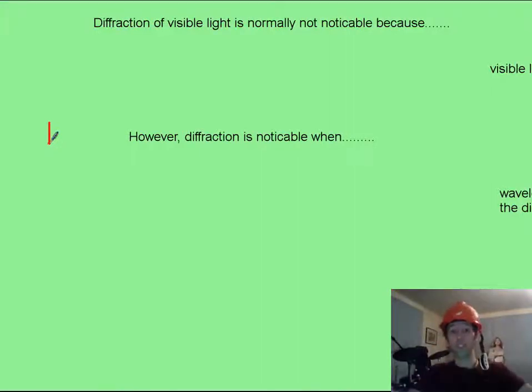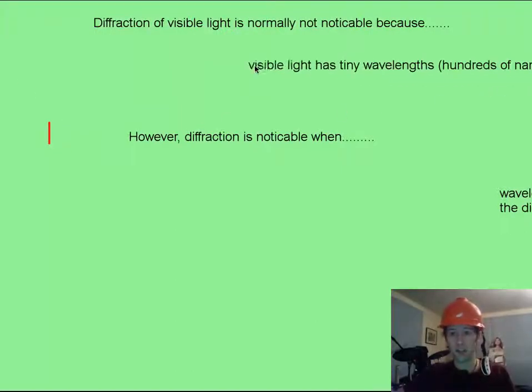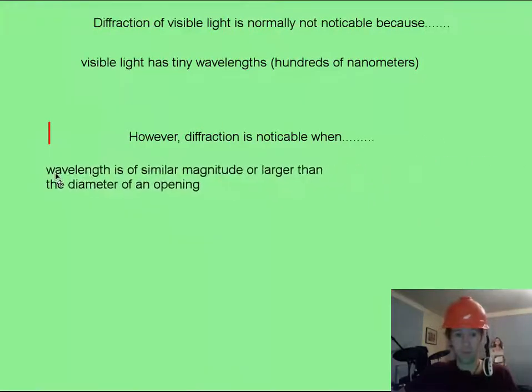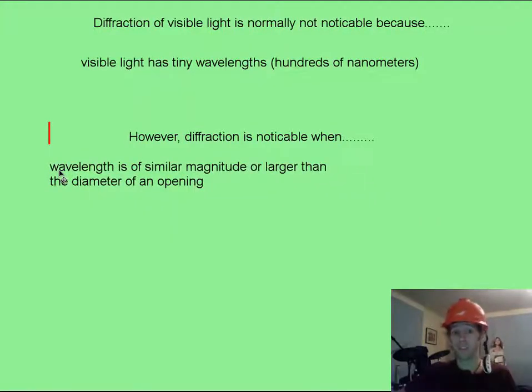We don't normally see light spreading out like sound waves do, but that is because visible light has much smaller wavelengths than sound waves. We're talking hundreds of nanometers here. And so when the wavelength is smaller than the opening that it's going through, you're not going to see this. However, it is noticeable when the wavelength of light is similar in magnitude to the diameter of the opening.